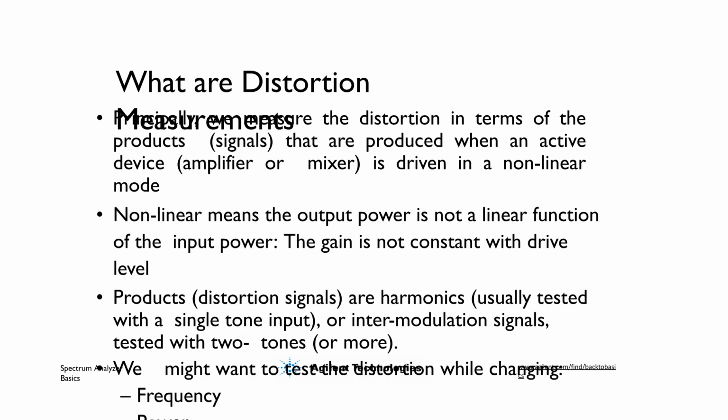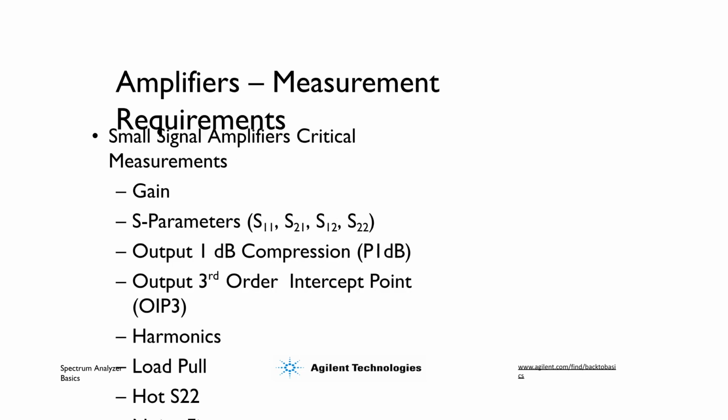Distortion is measured in terms of the products or signals produced when an active device is driven in a nonlinear mode. Nonlinear means the output power is not a linear function of the input power, so the gain is not constant with drive level. Critical measurements for small signal amplifiers include gain, S parameters, output 1 decibel compression, output third-order intercept point, harmonics, load pull, hot S22, and noise figure.